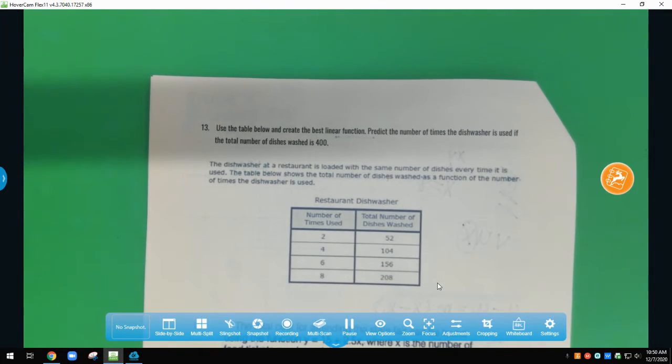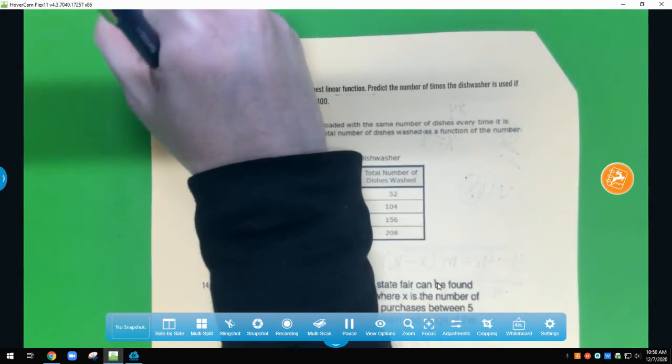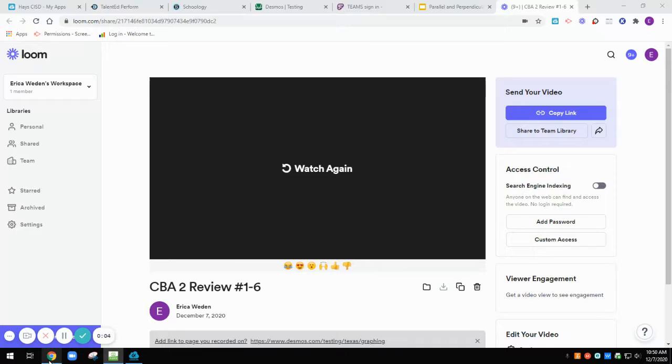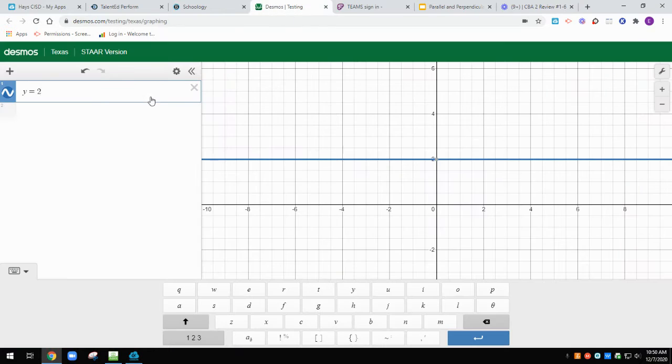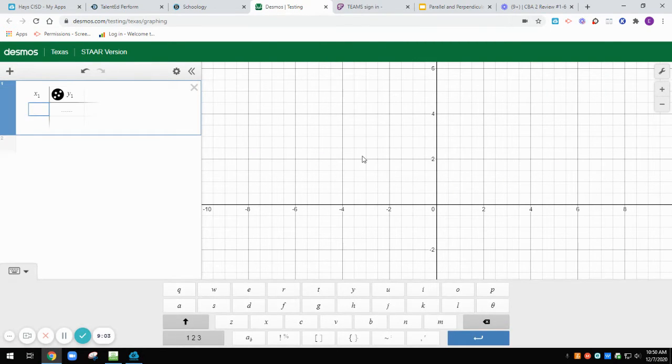Okay. Use the table below and create the best linear function. Predict the number of times the dishwasher is used if the total number of dishes washed is 400. So this is another one that we can go ahead and enter in to Desmos. So we're going to go to Desmos. And I'm going to go ahead and add my table. So we're going to enter the x values. And then we're going to enter our y values.